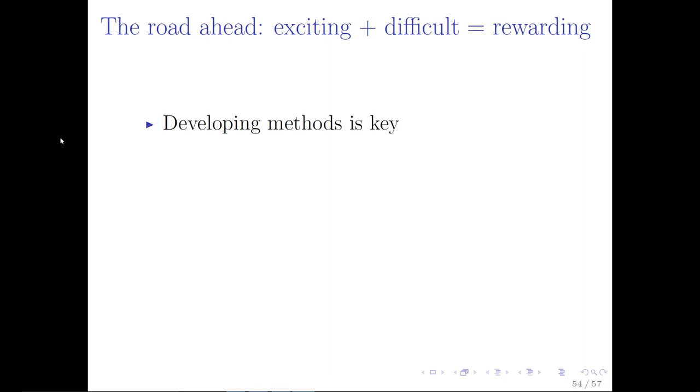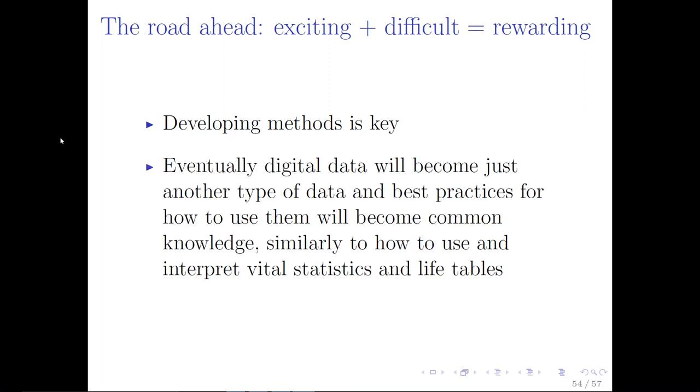And I think that developing methods is really key in this area. Eventually, all these data, all these digital traces will become just any standard data. We will know what they're useful for and what they're not useful for. And there will become some common knowledge, the same way we interpret life tables now. We know the assumptions behind them. We know when they're useful, why they're useful, and so on.